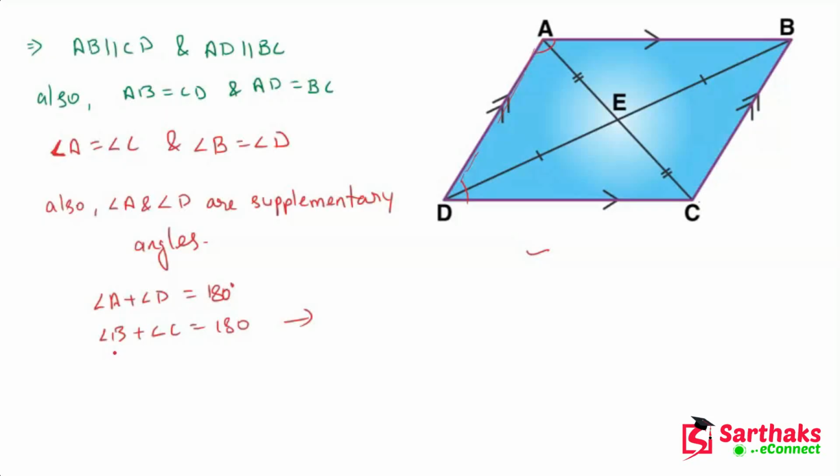So, how many sides are there? Four. The number of vertices is 4. And the pairs of parallel lines are 2 pairs. Area, now we will discuss.